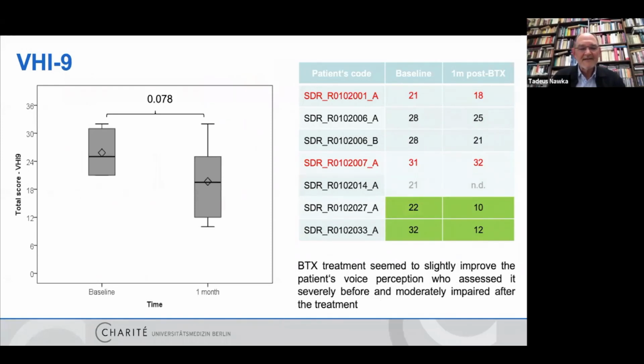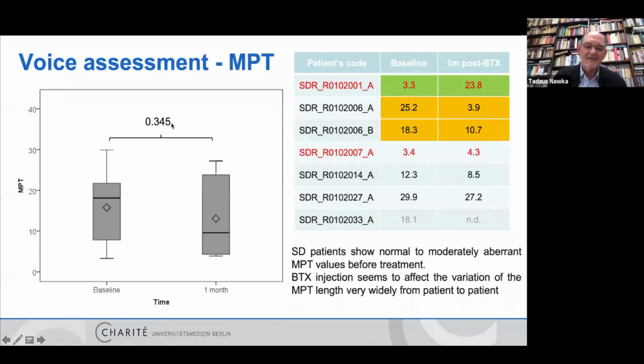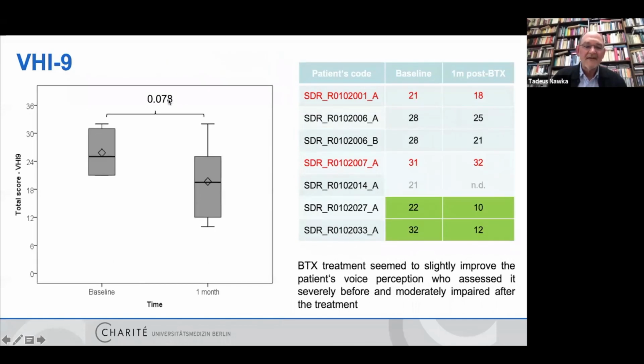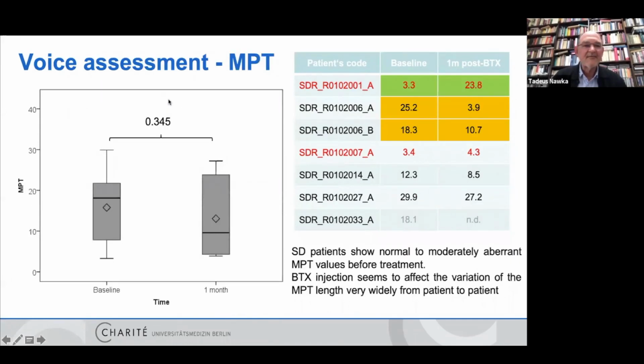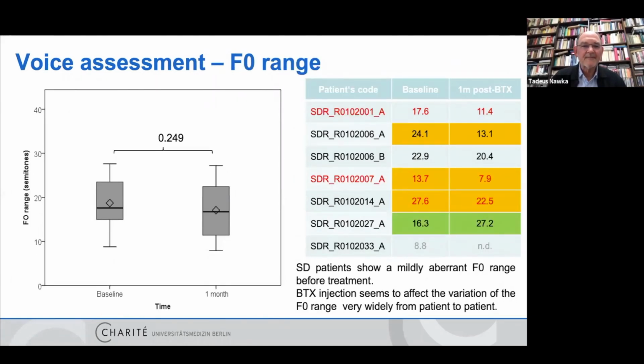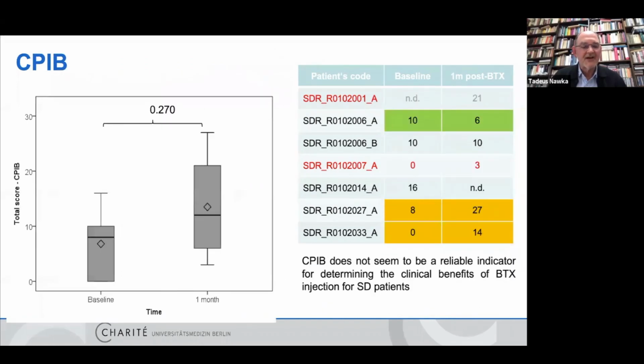Okay, if you ask the patient if he feels better or not, then you can see the voice handicap index with 9 items shows a slight decrease, but as you can see, it is not significant. And when we look at the maximum phonation time, the change is also not significant. The F0 range, which means the vocal range from the lowest to the highest note, also did not change as an action of the botulinum injection.